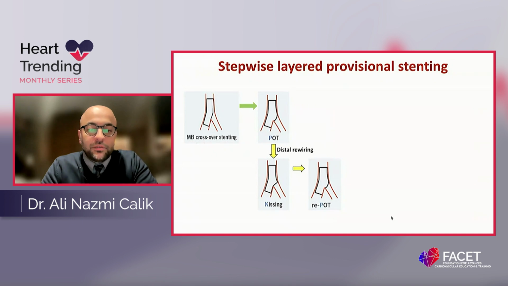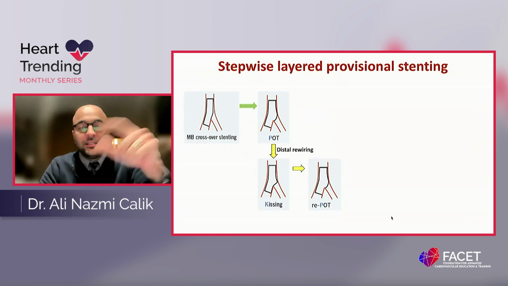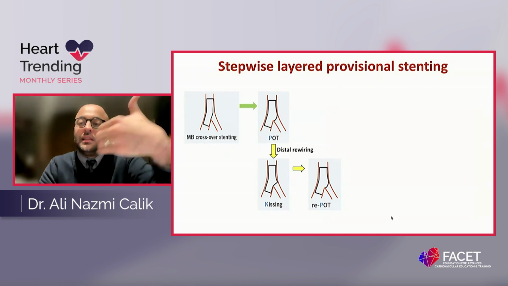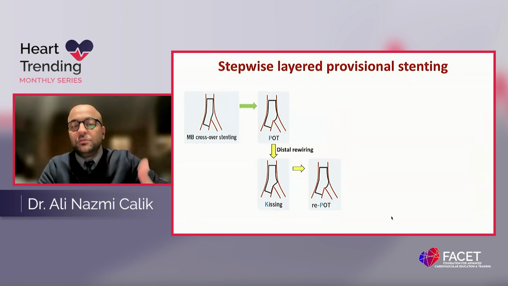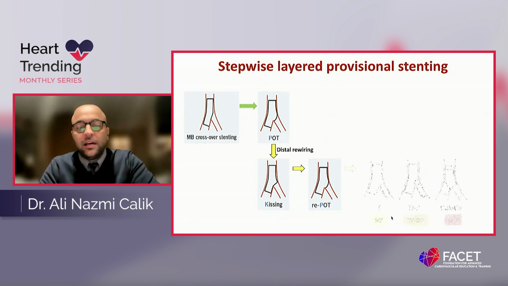If you are not happy with the result, we can upgrade our strategy. And this is why this provisional stenting is now called stepwise layered. Because when you are not happy with the side branch result, you can put another layer and you can upgrade your strategy. The second layer is kissing, after rewiring, kissing and repot.